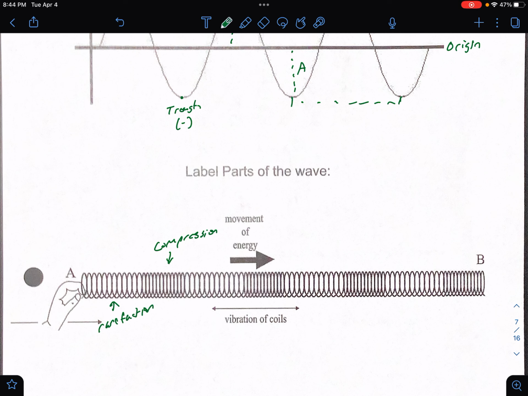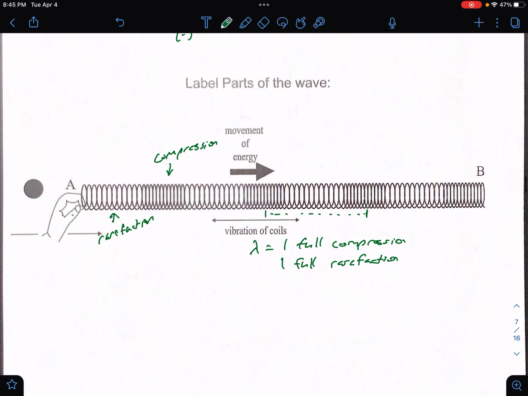So a wavelength for a compression wave has to have one full compression and one full rarefaction. So as long as you start and end in the same spot, I'm going to start in the middle of that compression, and I'm going to go all the way to the middle of that next compression. So your wavelength has to be one full compression and one full rarefaction.